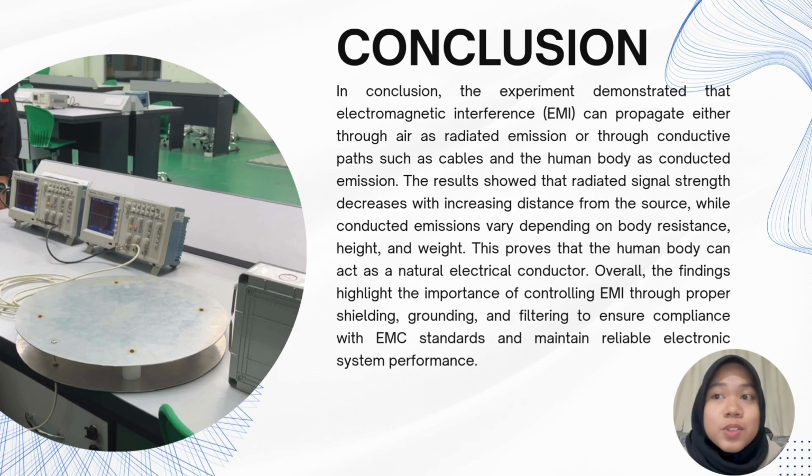For the conclusion, this experiment demonstrates that electromagnetic interference (EMI) can propagate either through air as radiated emission or through conductive parts such as cables and the human body as conducted emissions. The results show that radiated signal strength decreases with increased distance from the source, while conducted emission varies depending on the body resistance, height and width. This proves that the human body can act as a natural electrical conductor.